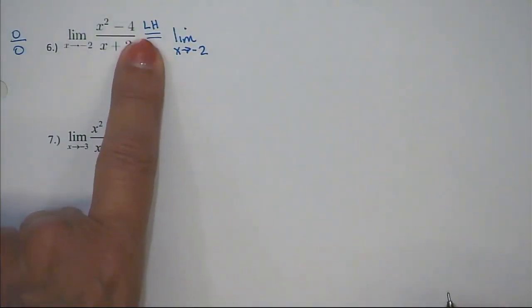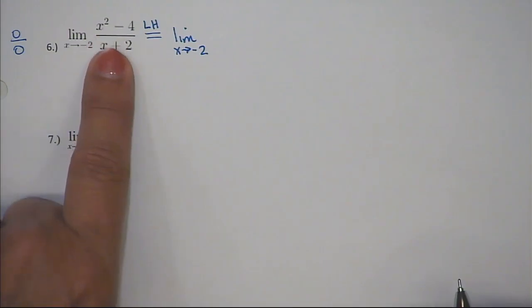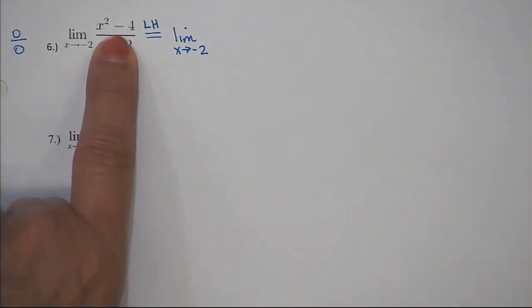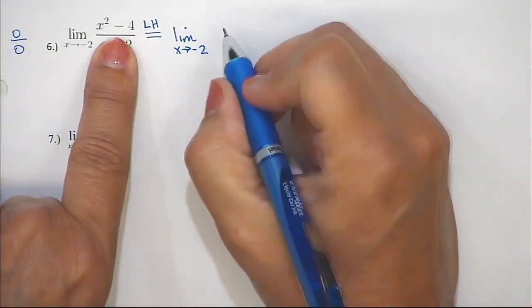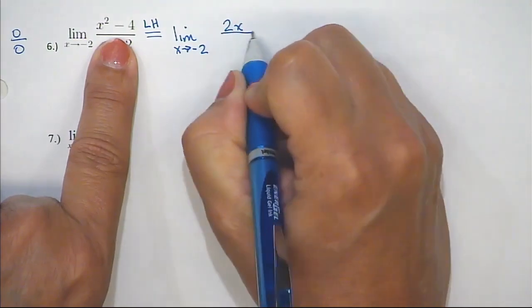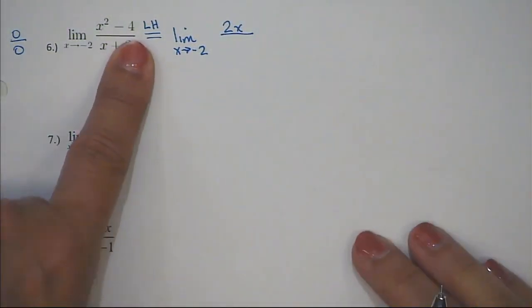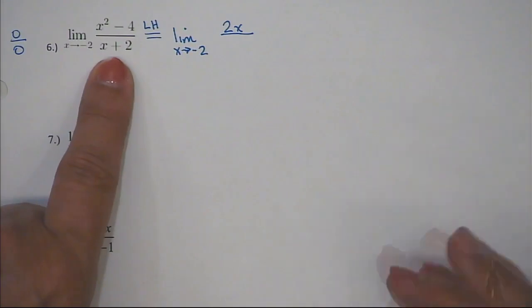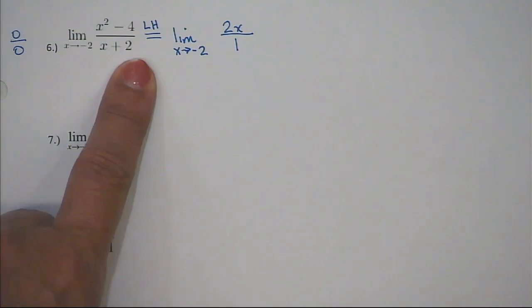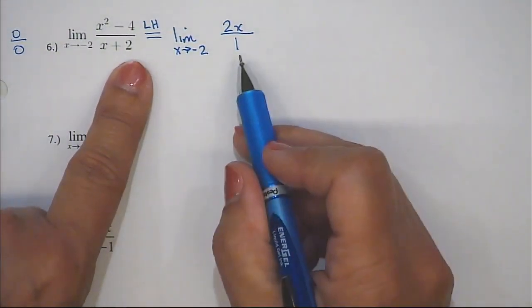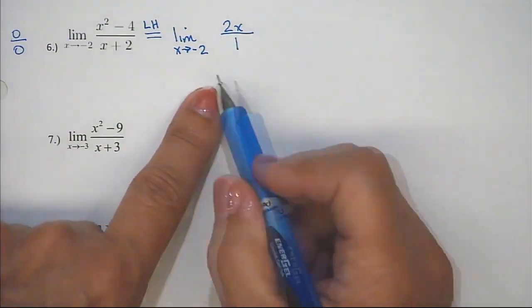So we're going to use L'Hopital's rule, take the limit as x approaches -2, and then the derivative of the top divided by the derivative of the bottom. So the derivative of x squared is 2x. Derivative of -4 is 0. And then the derivative in the bottom, derivative of x is 1. Derivative of 2 is 0. All right, so there's your new problem, and now you're going to plug -2 into this.